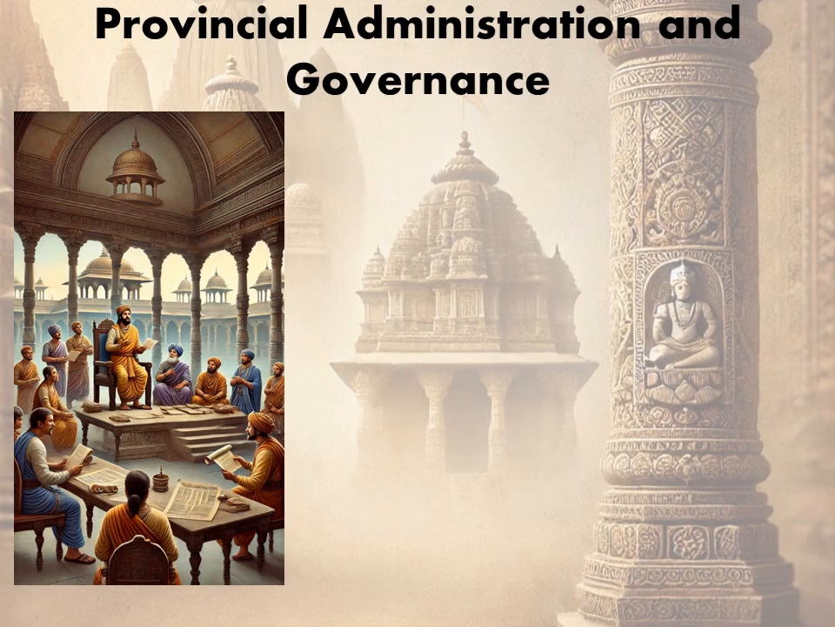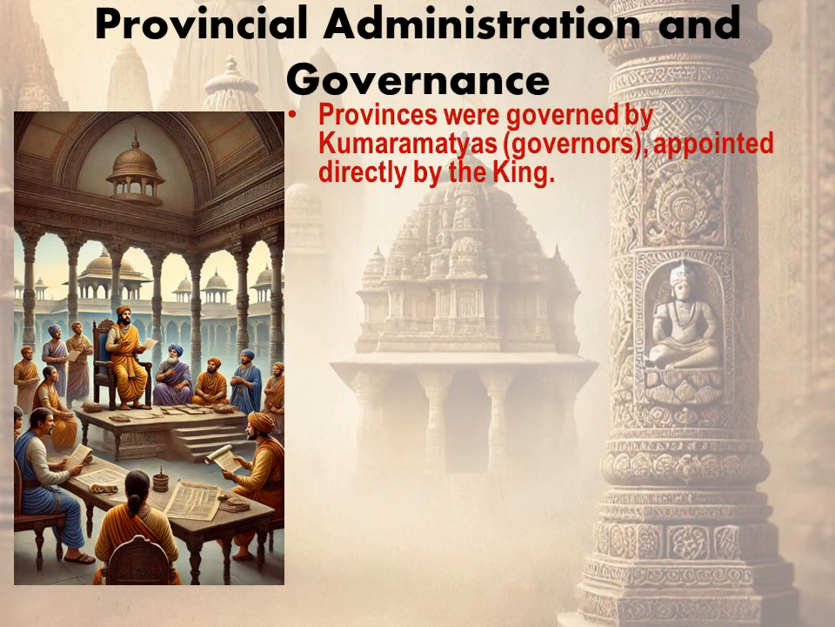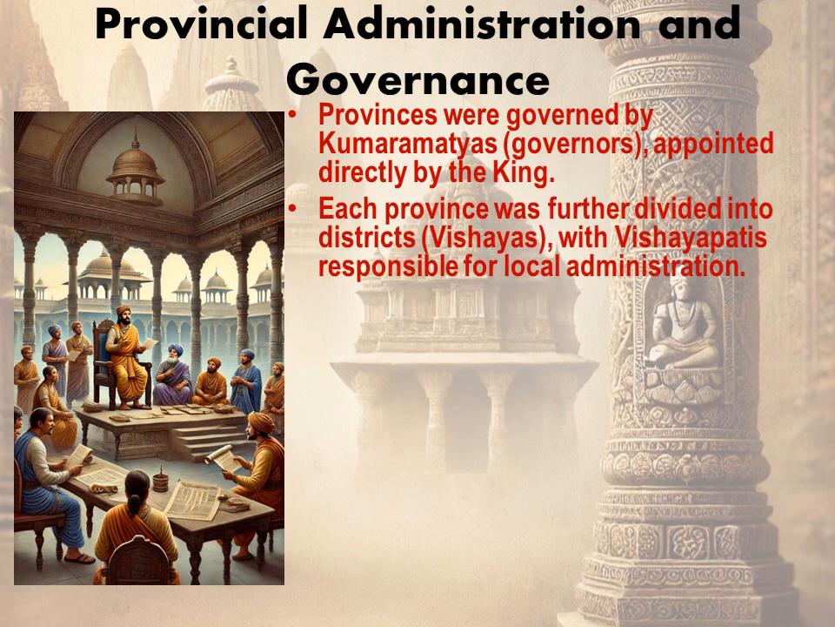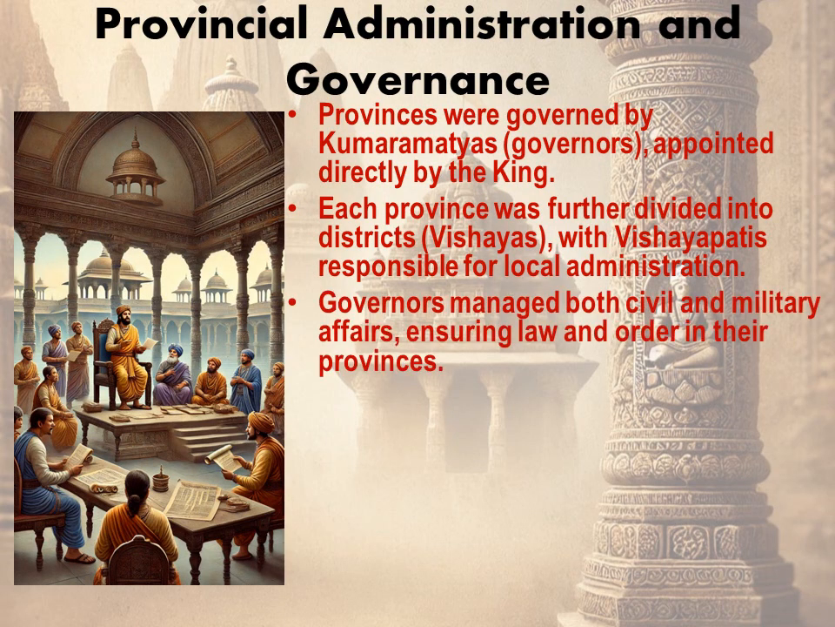Provincial administration and governance. Provinces were governed by Kumaramatyas, who were the governors appointed directly by the king. Each province was further divided into districts, Vishayas, with Vishayapatis responsible for local administration. Governors managed both civil and military affairs, ensuring law and order in their provinces.